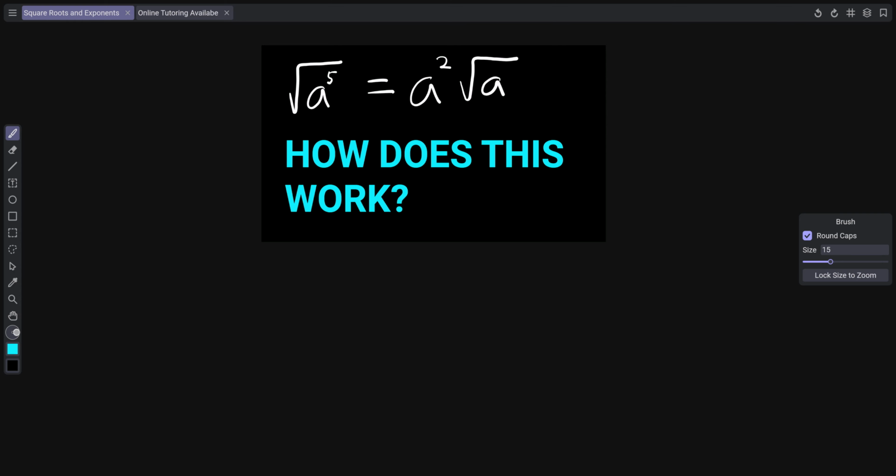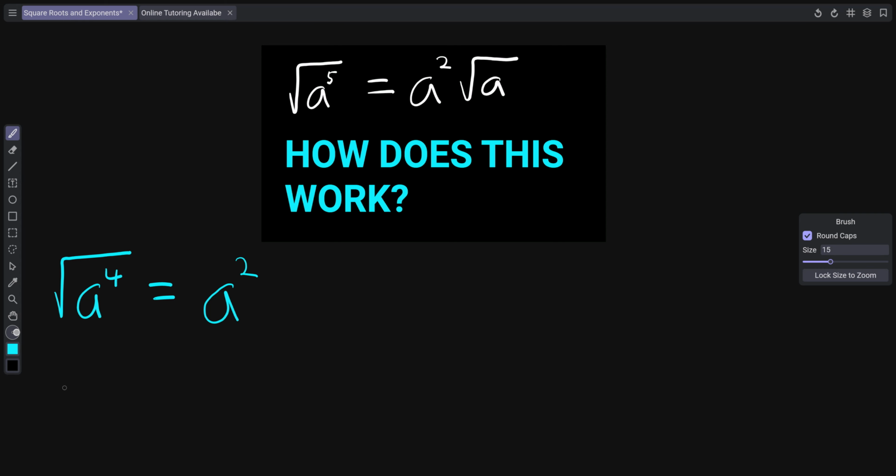So before we go over this example, I would like to go over a couple of easier examples with you. Let's say we had something like the square root of a to the fourth power. All we would do is take the exponent 4 and divide it by 2. That gets rid of the square root and we are left with a to the second power.